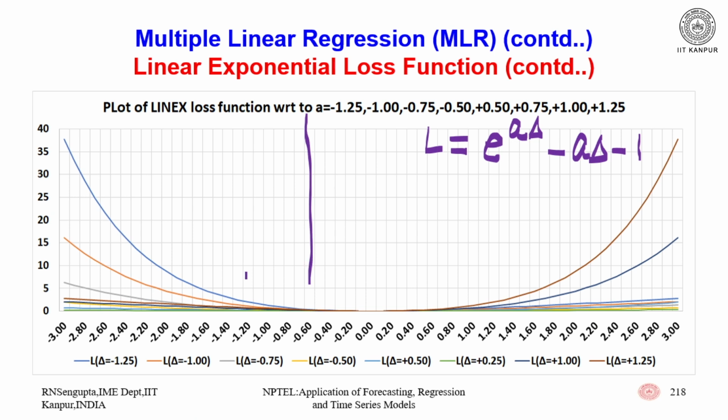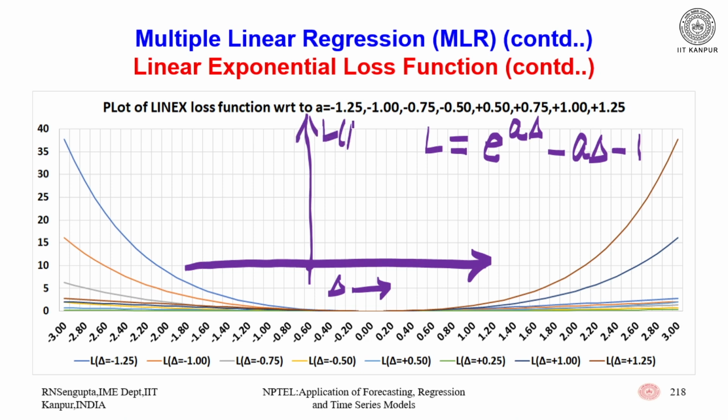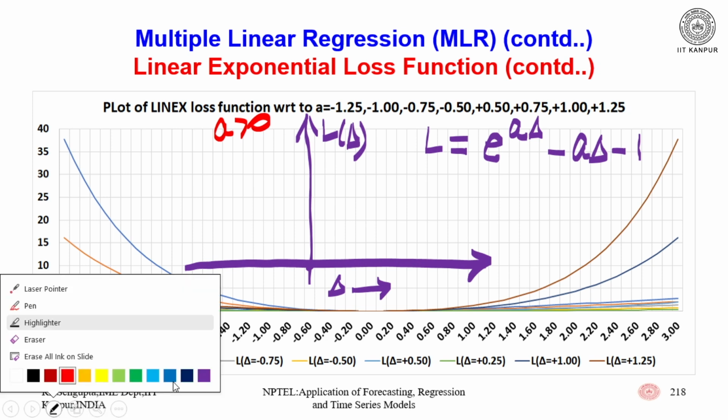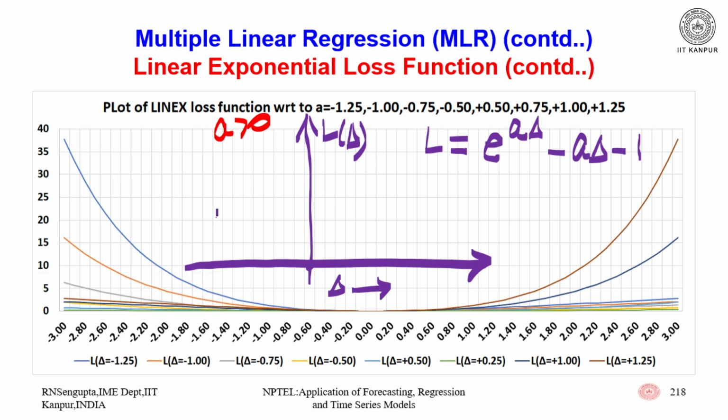This is the loss function, this is the delta part, this value is 0 delta. So, I will mark delta along this axis. So, in the first quadrant delta is positive, in the second quadrant delta is negative. This is the loss function L delta. So, in the case when a is positive, I will use a different color. So, a is positive. In that case the exponential part dominates for delta positive. So, you will actually have the LINEX loss looking like this.